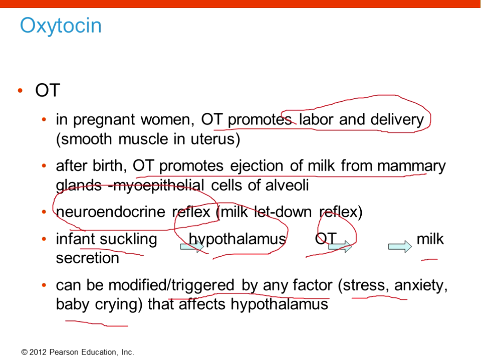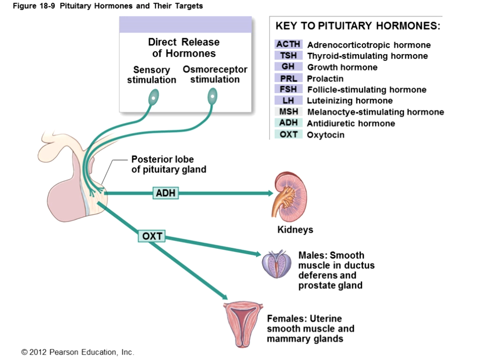I've even heard some women describe that hearing another baby cry can stimulate this milk letdown reflex, because those are impacting the hypothalamus. So that's oxytocin. Those are the two from the posterior lobe. You have ADH, and you can see direct release of hormones from the posterior lobe via these nuclei.